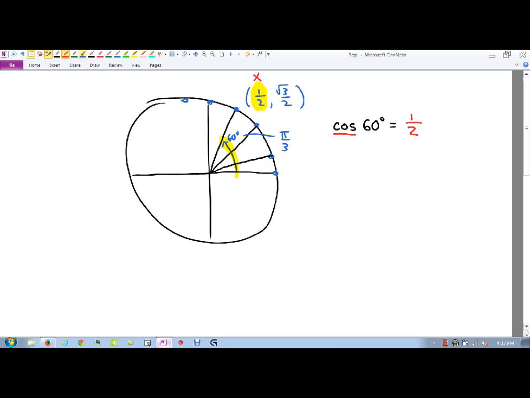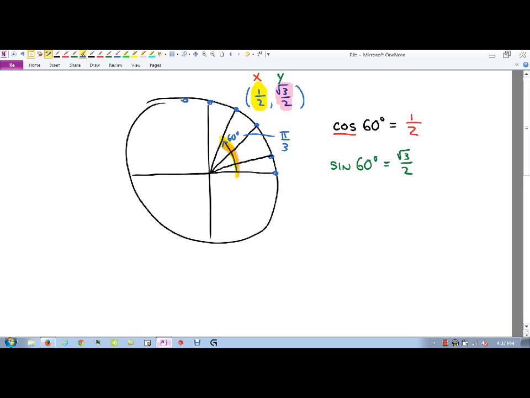If somebody asks me what is sine of 60 degrees, again, I go to this unit circle, I go to 60 degrees, and this time I look at the y-coordinate. The y-coordinate is always the sine of the angle. So my answer would be root 3 over 2.